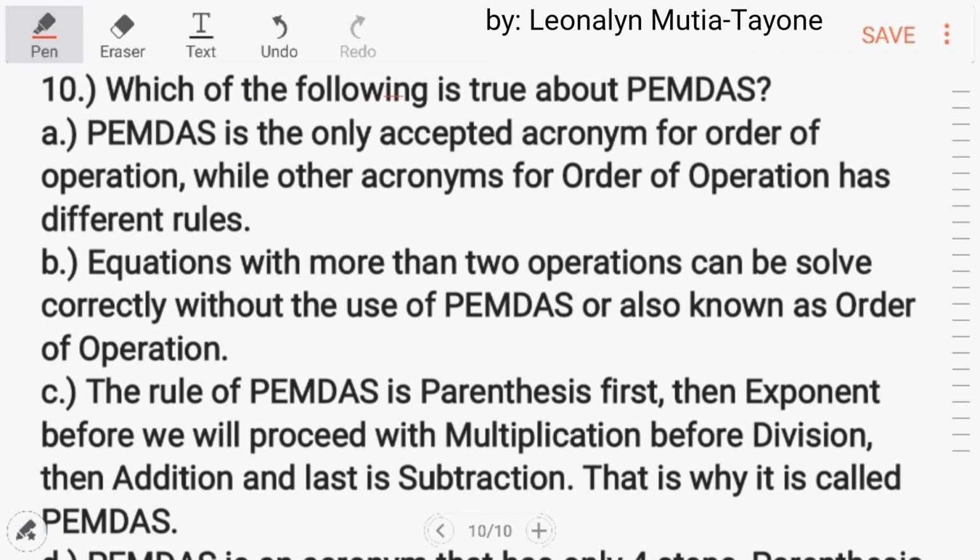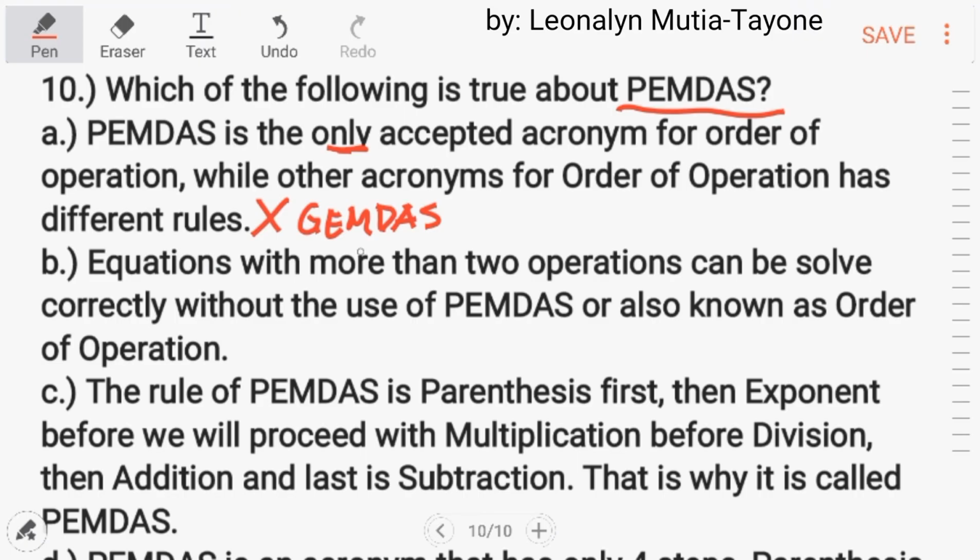Number 10. Which of the following is true about PEMDAS? A. PEMDAS is the only accepted acronym for order of operation, while other acronyms for order of operations have different rules. Wrong. Na-mention ko na marami siyang mga acronyms like GEMDAS also. Lahat ng mga acronyms ay pareho lang ang rule.